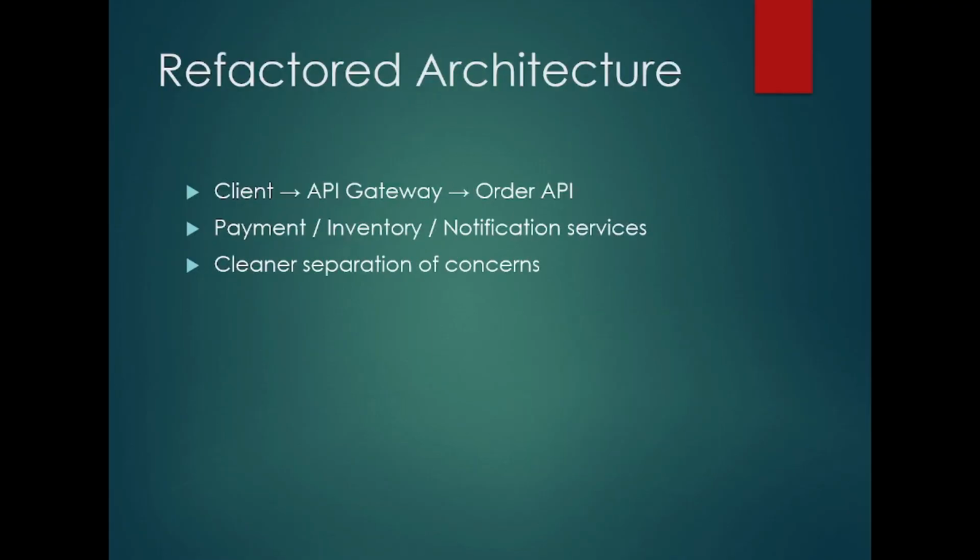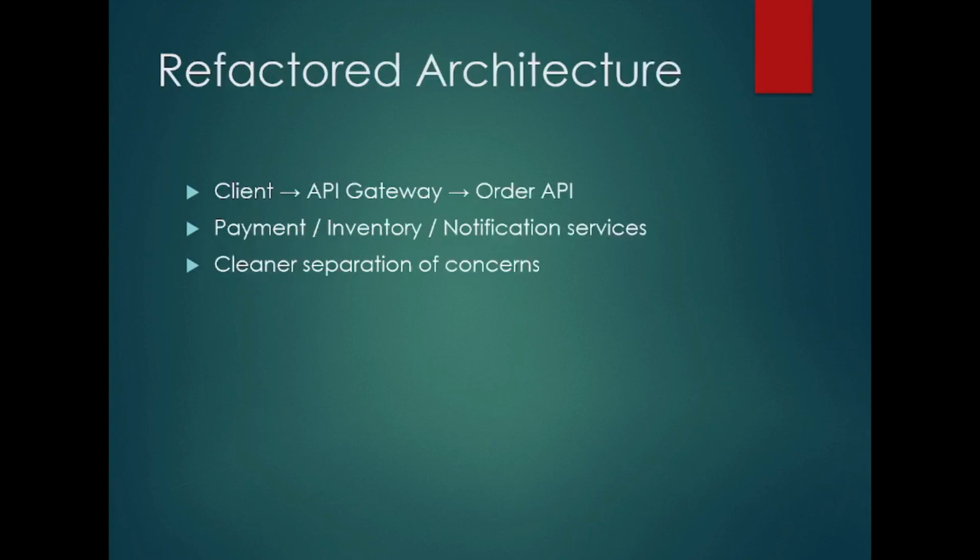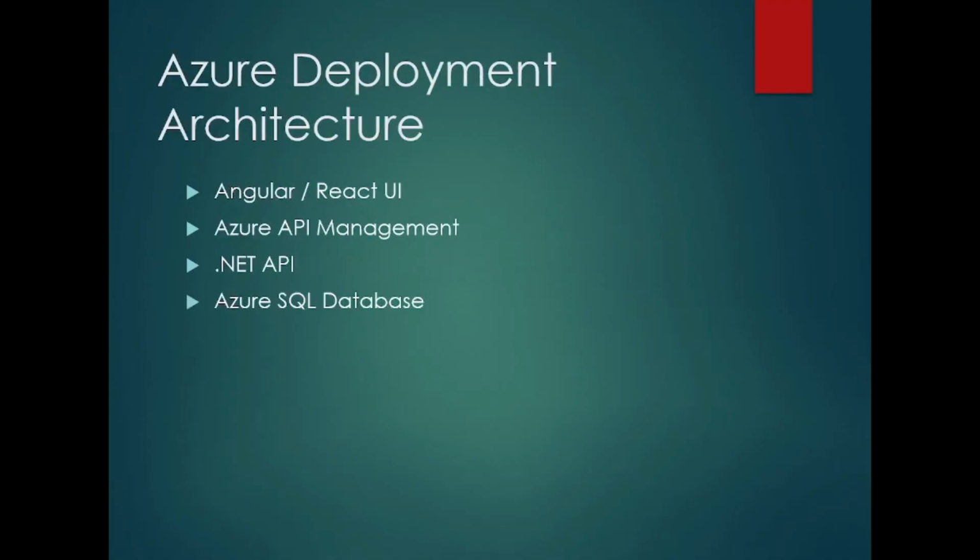So for refactor one, the diagram I have already given earlier: client, API gateway, order API, payment, inventory, notification service, logging service, all with a clean separation of concerns. What we have used is strategy pattern, dependency injection, and service abstraction. We will show you in a demo also. And the principles are the SOLID principles, the open close principle, and decoupling.